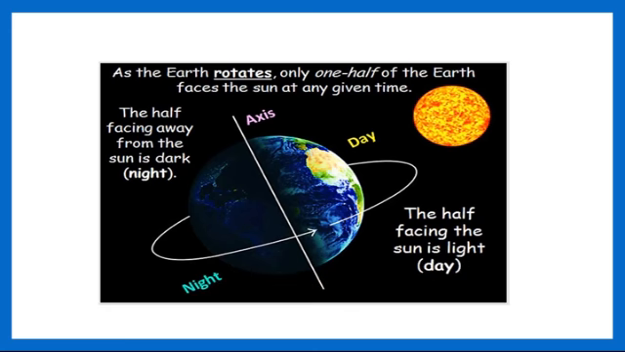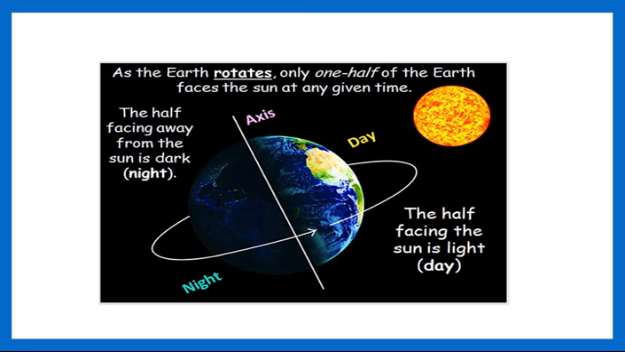Then coming to the next section, we know that we have day and night, right? Why do we have day and night? Because of the rotation of the earth, we have day and night. Only one half of the earth faces the sun at any given time. The half facing away from the sun is dark, and the half facing the sun is light, daytime.